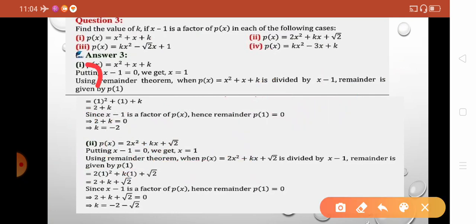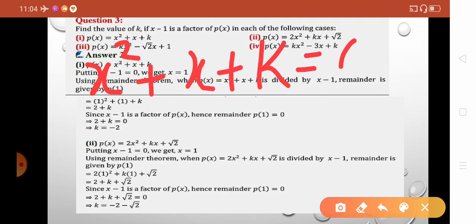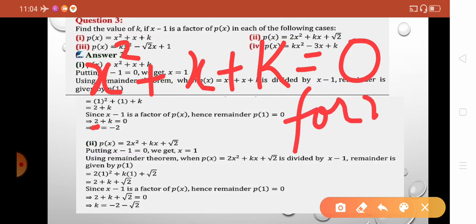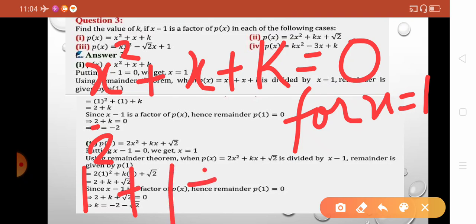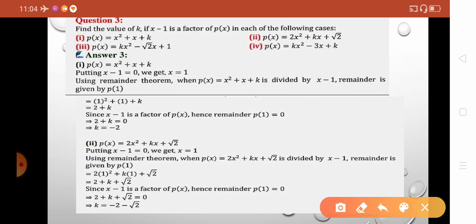You are given the value of p(x) in the first part, x square plus x plus k. You will put it equal to 0 when you put the value of x is equal to 1. So we will put x is equal to 1 here. 1 square plus 1 plus k is equal to 0. So 2 plus k is equal to 0, and the value of k is minus 2. In the first part it goes like this.